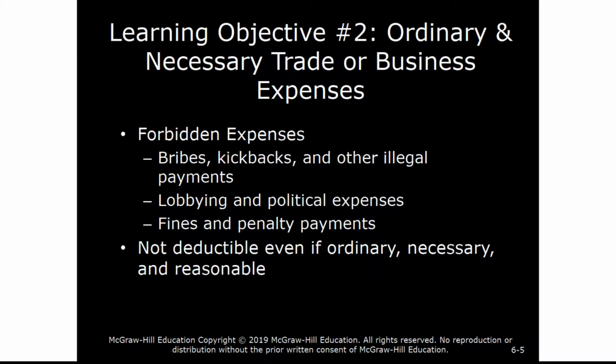Certain kinds of expenses are not deductible since they result from illegal activities such as bribes, kickbacks. Lobbying and political expenses are not deductible, nor are fines and penalties. However, if you're on the receiving end of these cash flows, you are required to report these illegal activities as income. And again, these types of expenses are blind to the ordinary, necessary, and reasonable thresholds because they're illegal and they would never be deductible.